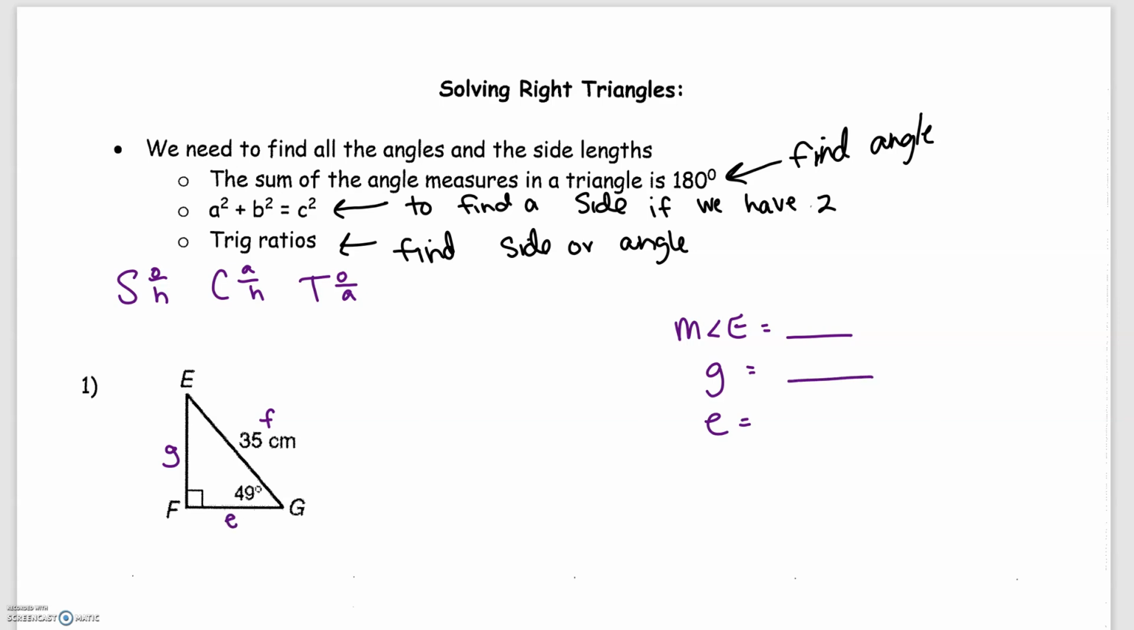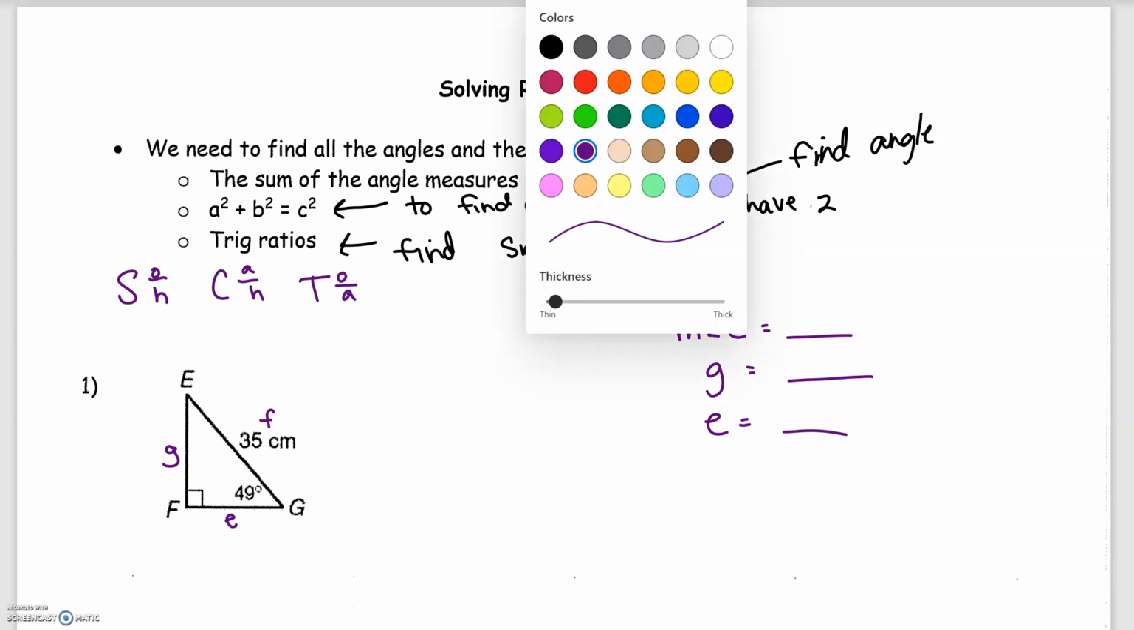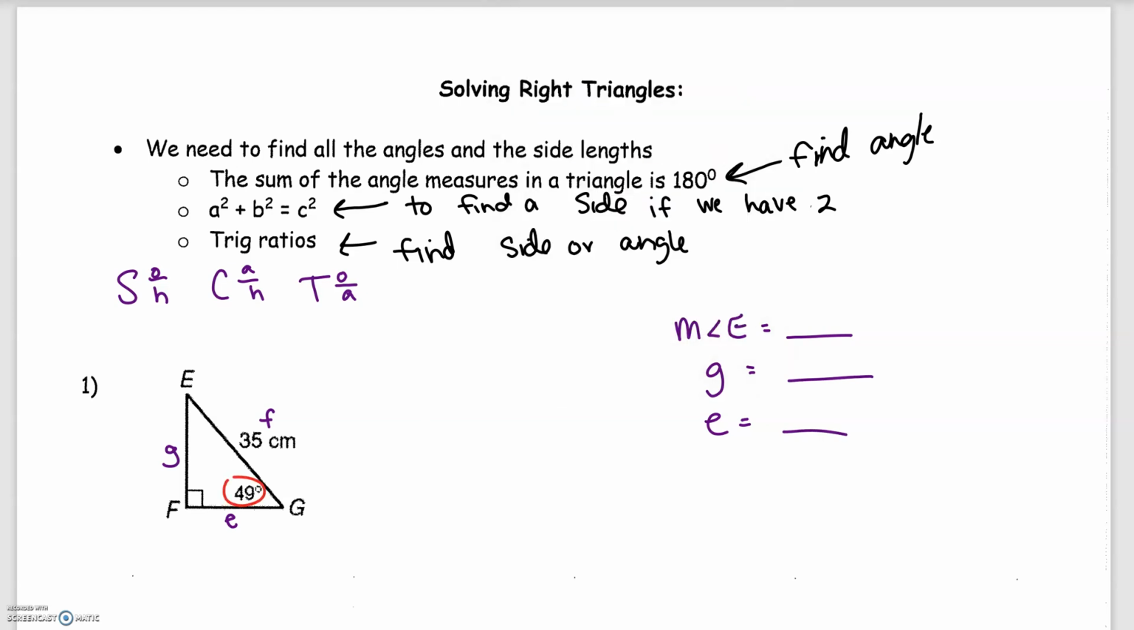So if we know what this angle is, we're going to use our trig skills here, and we are going to label this the hypotenuse because it's across from our right angle. And then we are going to pick which one we want to find. Do we want to find G? Do we want to find E? So let's go ahead and find G, the opposite here. And see how it's opposite of our angle. So O and H is going to be sine.